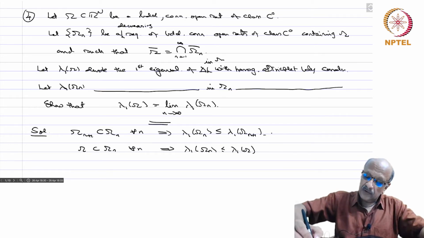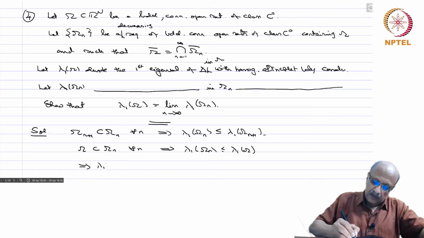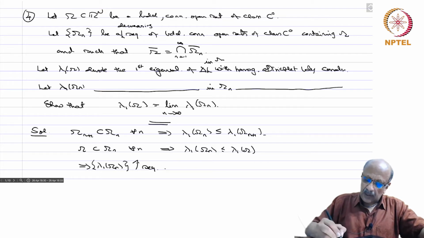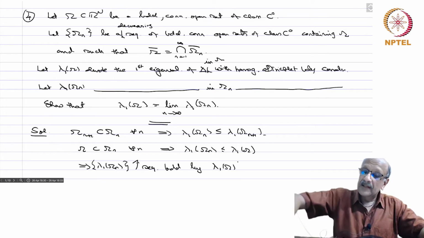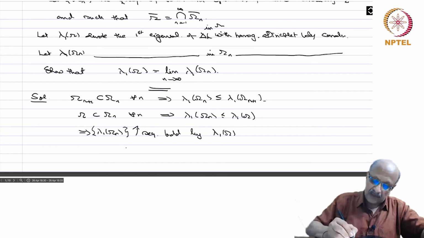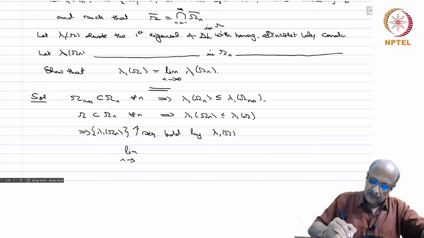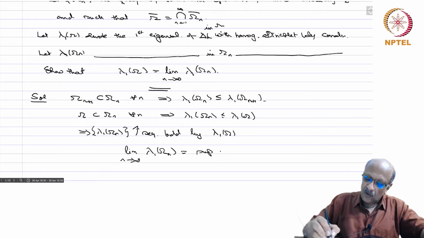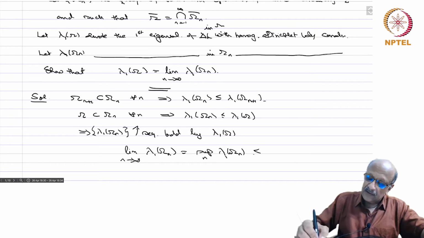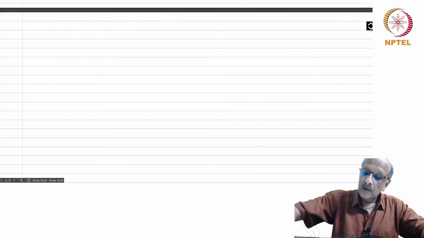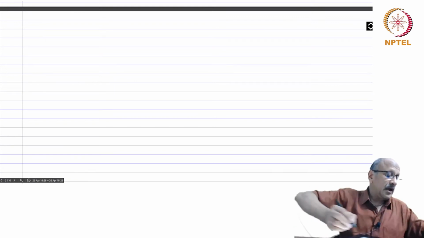So, this implies that lambda_1 of Omega_n is a monotonically increasing sequence bounded by lambda_1 of Omega, and therefore the limit n tending to infinity of lambda_1 of Omega_n exists. This is nothing but the sup over n of lambda_1 of Omega_n, and that is less than or equal to lambda_1 of Omega. So that is the initial step.